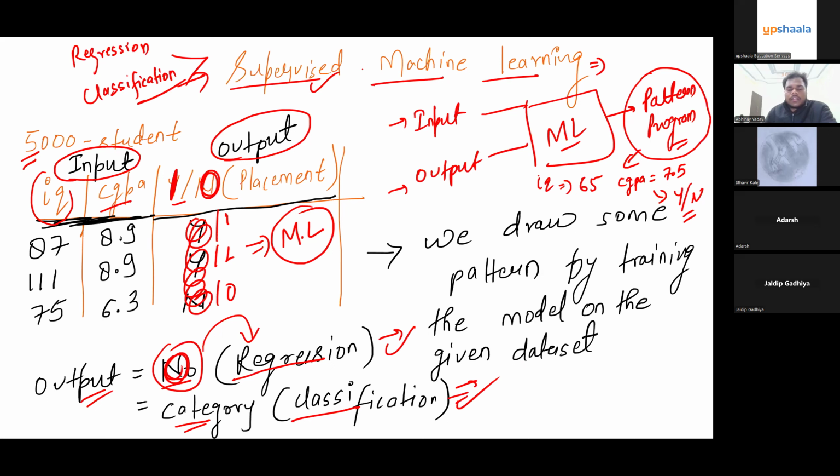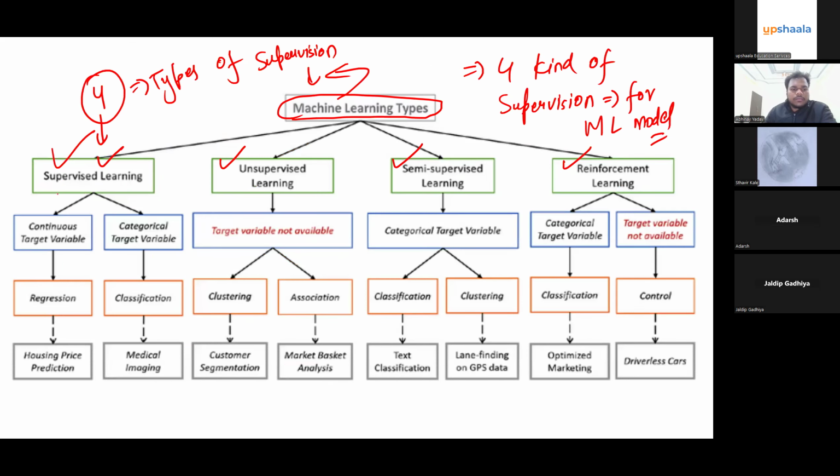So this slide consists of the machine learning model. Let's have a quick recap. Input and output will be there. Both will be passed as input to the machine learning model, and one pattern will be formed. That pattern will help to analyze the result for the new input. If that result is in numerical form, it will give you the regression result. If it is in categorical form, it will give you the classification result. That's why it has two categories, regression and classification.